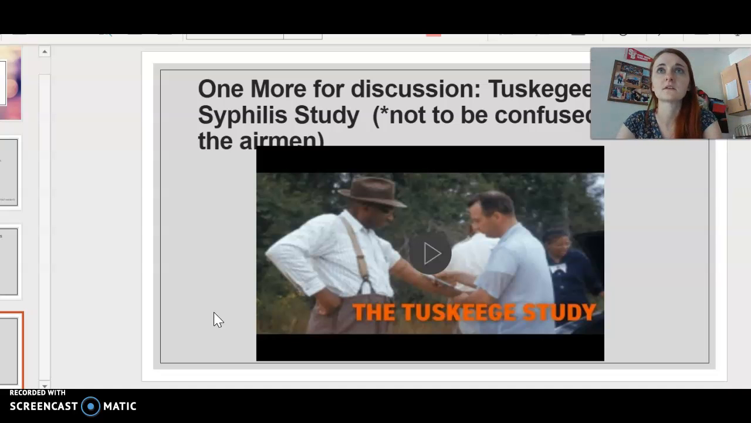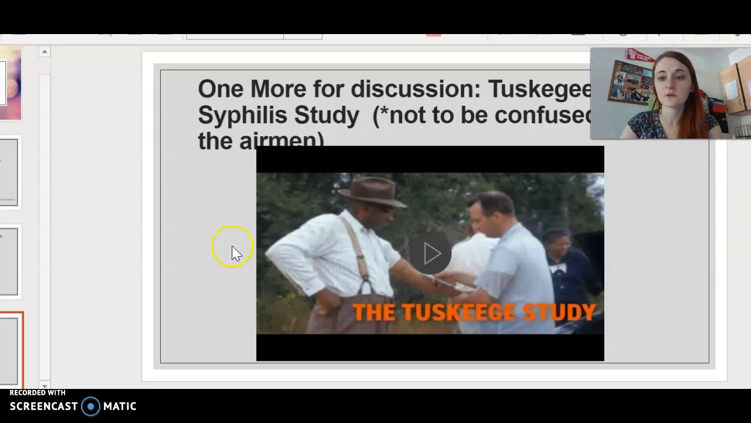And basically, the reason they ended it was because one of the participants went to a civil rights lawyer and they were able to put a stop to it. The United States government did not apologize until I think it was 1997. It was late 90s, though. It's just kind of horrifying, the whole thing.